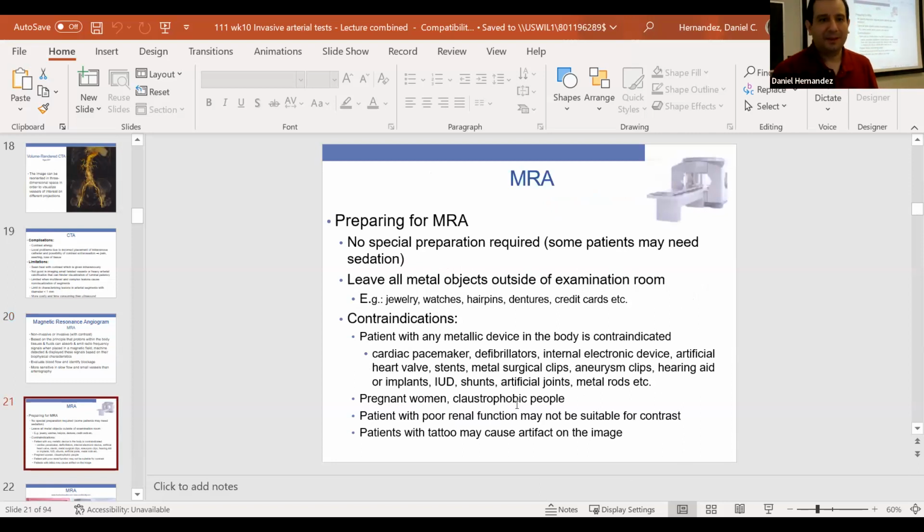In addition to that, since it's a very large magnet, anyone who's had any sort of metallic implants, certain cardiac devices like pacemakers, defibrillators, you can't go into an MRI machine. Surgical clips, aneurysm clips, IUDs, artificial joints.